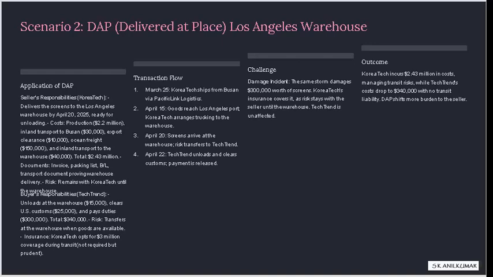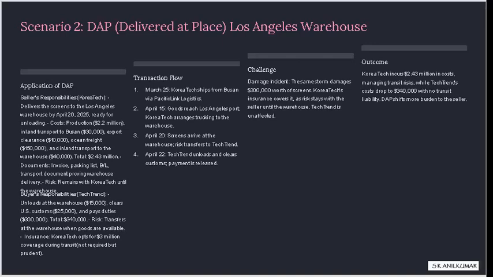Documents required are invoice, packing list, BL, transport document and warehouse delivery. The risk remains with KoreaTech till it is unloaded at the warehouse. Because it is DAP, till it is unloaded, the risk remains with the seller. What is the buyer's responsibility? They will have to unload the goods at the warehouse. They will also have to pay for import customs clearance and import duties. The risk transfers when the goods are unloaded.